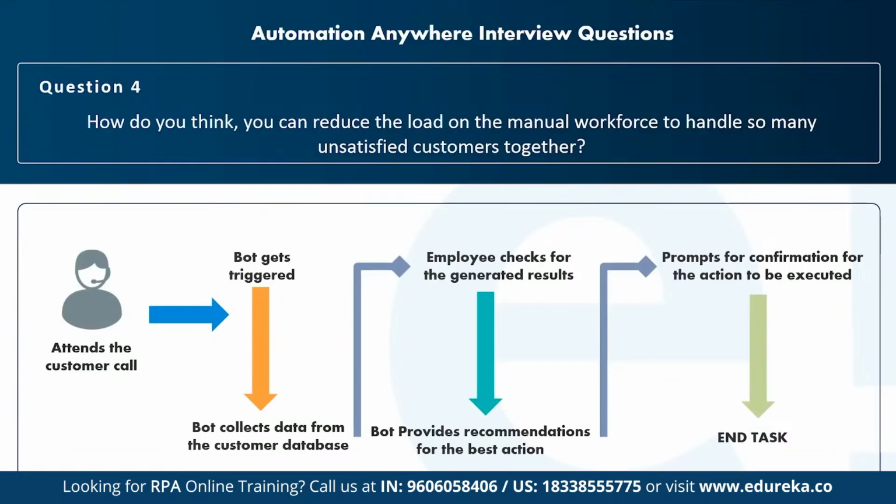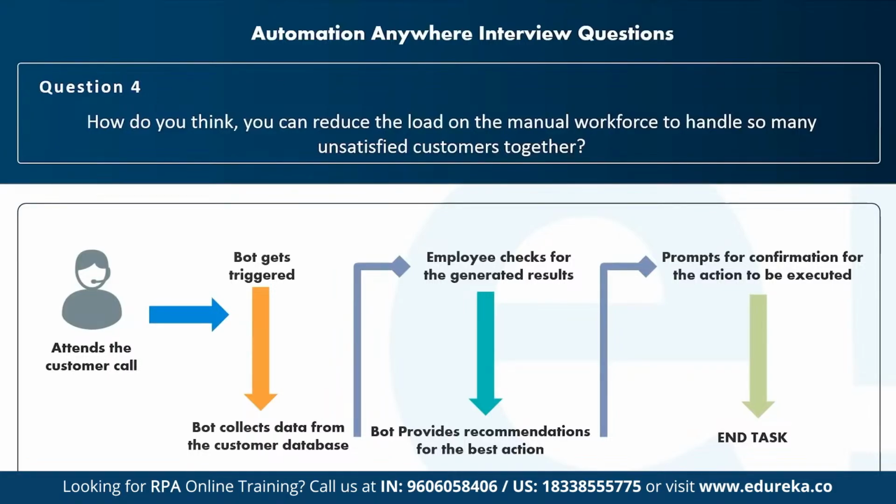Well, to reduce the load of the manual workforce, you have to design bots in Automation Anywhere to suggest questions for an agent which can be asked to the customer and also gather information simultaneously. So with the help of cognitive capabilities, the bot can then further give recommendations for the next best actions to be taken. So in such a way, the bot can make sure that the employee provides a better service and can also keep the interaction with the customer aligned to the guidelines of the company.